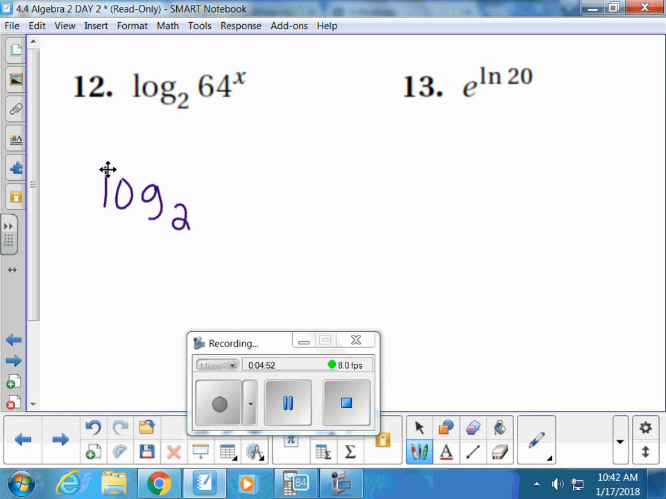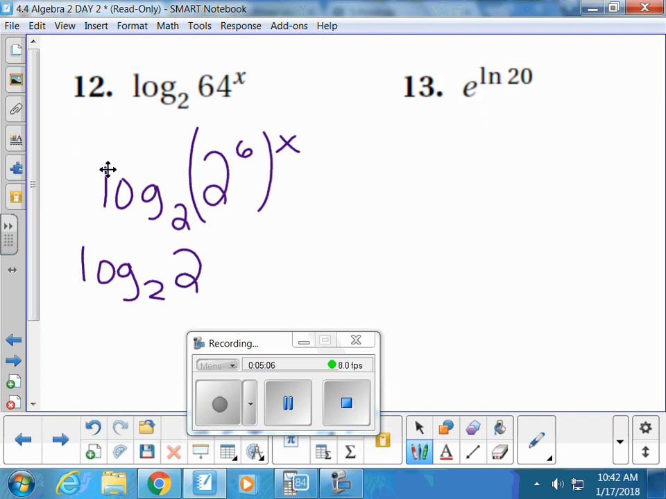So we're going to rewrite 64 as 2 to the 6th. We still have that x up front. So now I'm going to take that 6 and the x and make it 6x. Does that make sense? So we'll have log base 2 of 2 to the 6x. Cancel property, and we have a 6x.